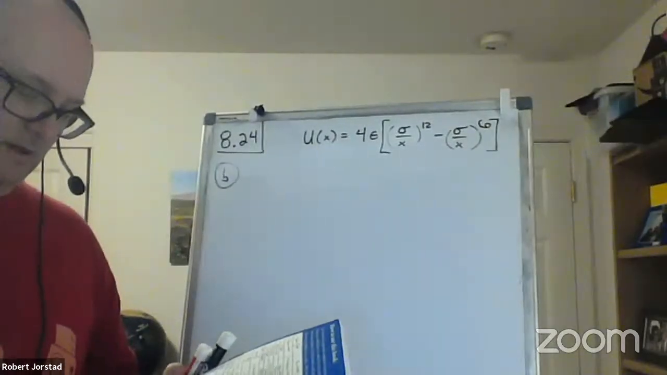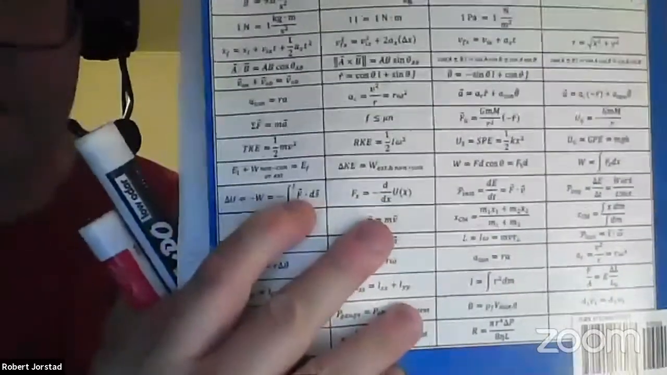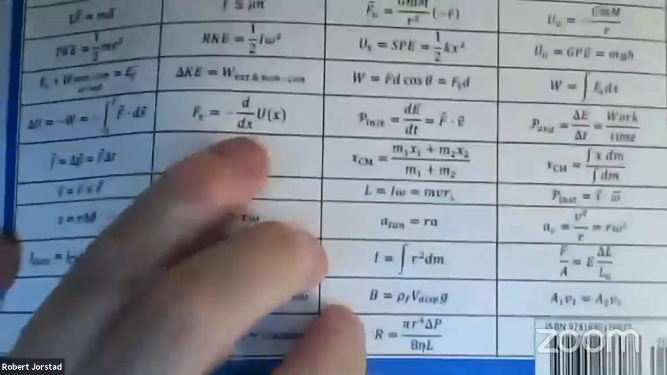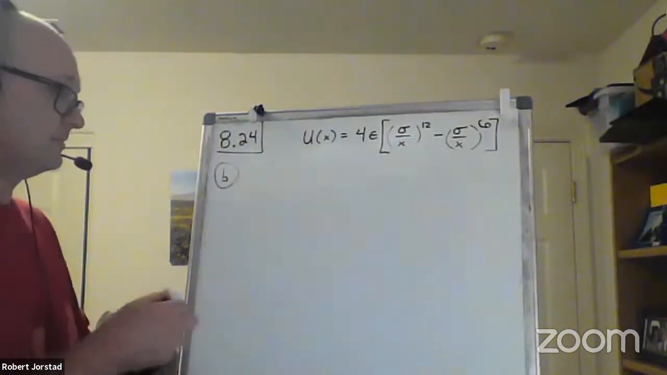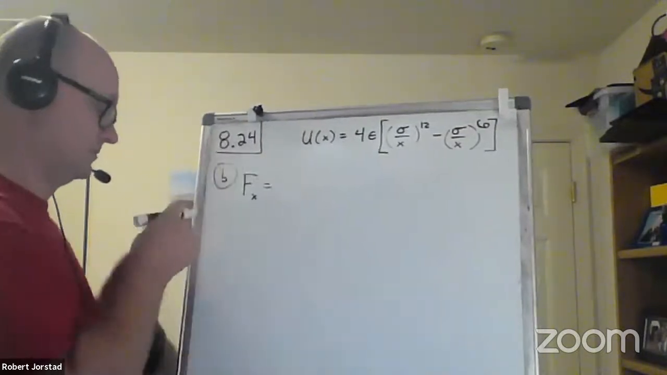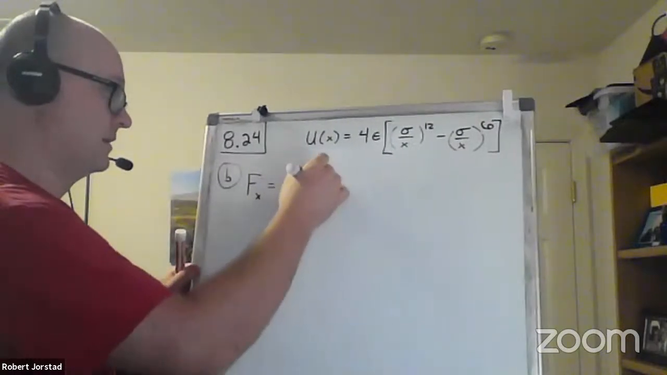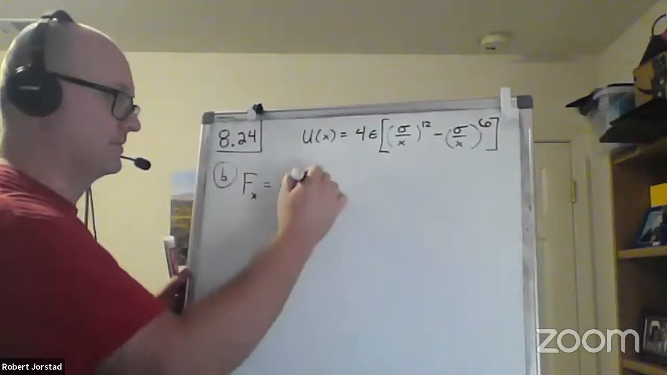Yeah. So let me show you right here on the back of the workbook. If we know force and we're trying to get U, we do an integral. If we know U and we're trying to get force, we do a derivative. And watch out for that minus sign. Okay. Now wait, the 4 and the epsilon can pop out. That's a constant.